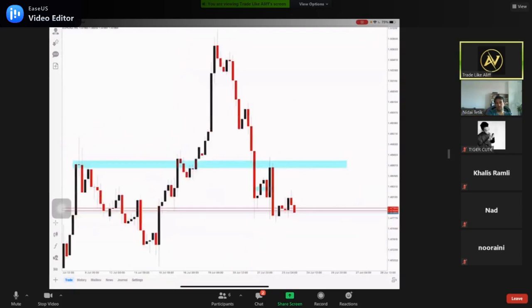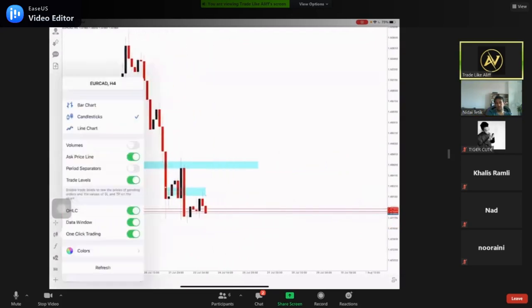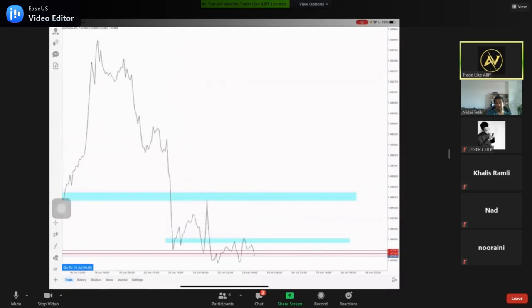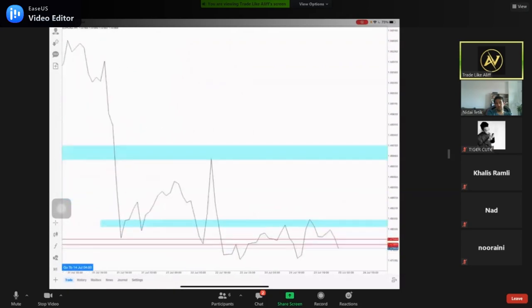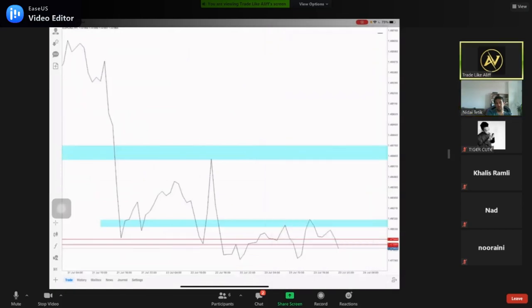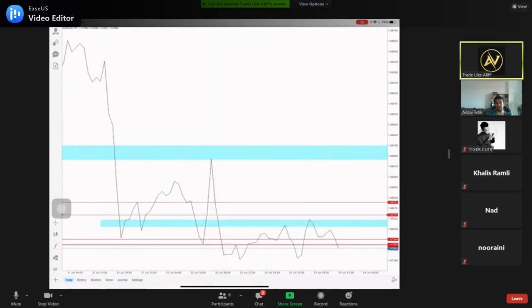And then you can see H4, breakout. Go to H1. Look for what? Look for big move. Look for big movement.